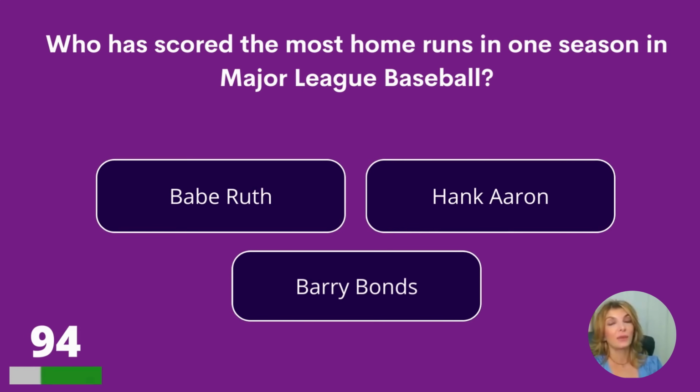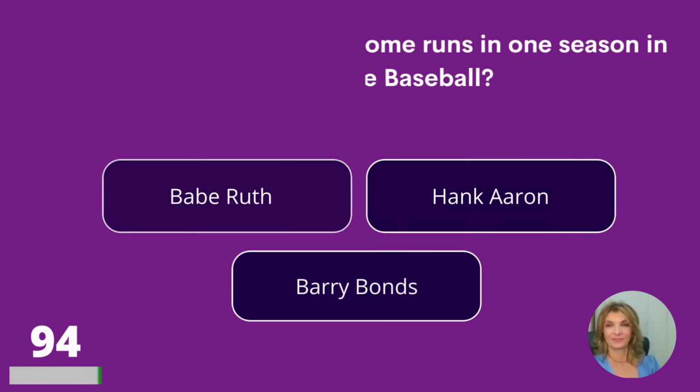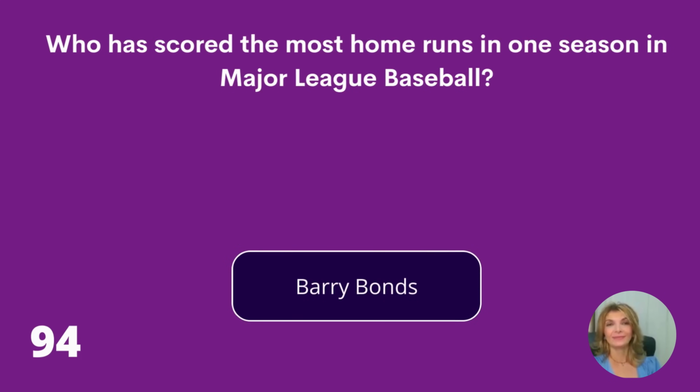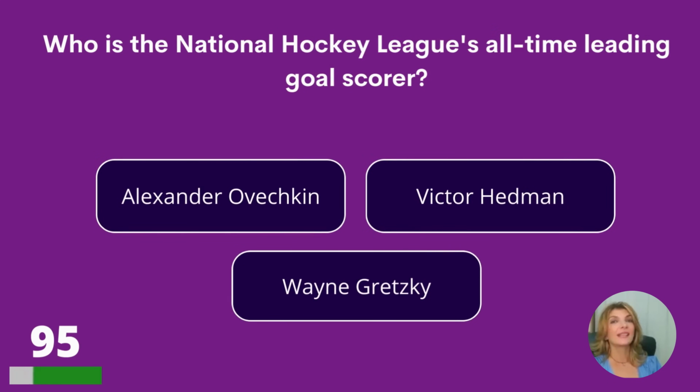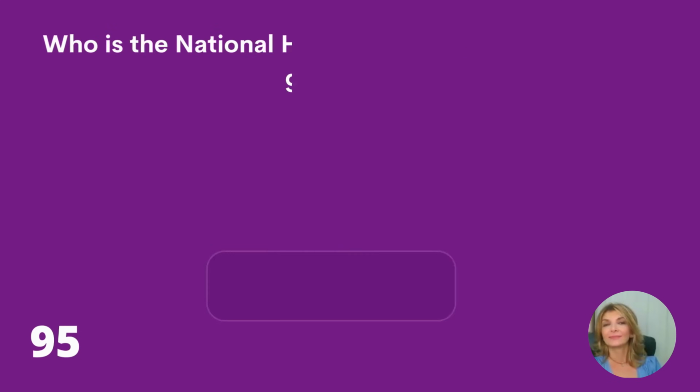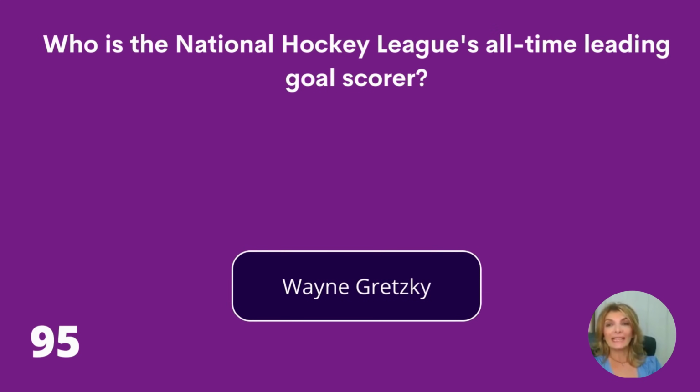Who has scored the most home runs in one season in Major League Baseball? Babe Ruth, Hank Aaron, or Barry Bonds? Barry Bonds. Who is the National Hockey League's all-time leading goal scorer? Alexander Ovechkin, Victor Hedman, or Wayne Gretzky? Wayne Gretzky.